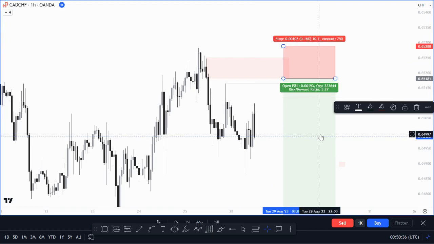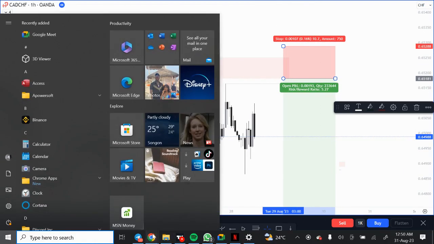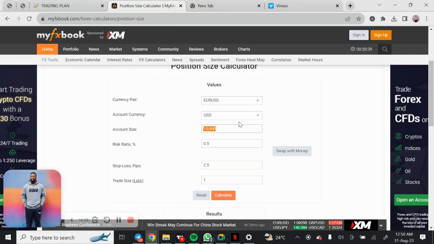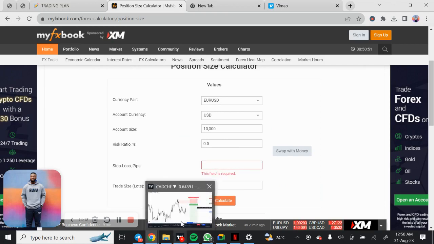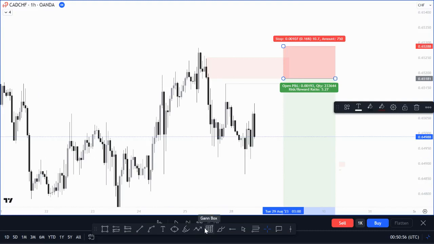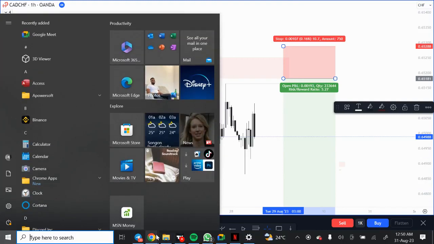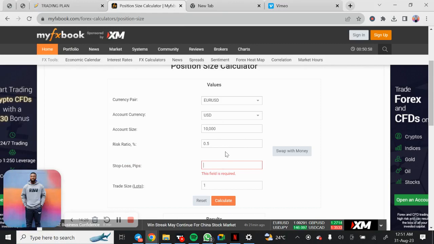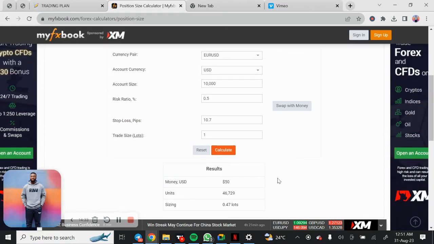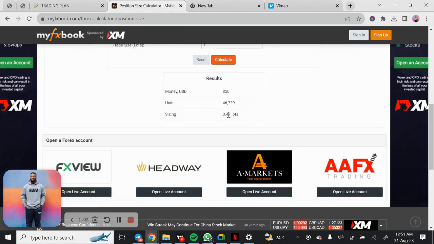So what do you do here? You go back on this app. Your account size is still 10,000. Your risk is still 0.5. The only thing that increased was your stop loss, and the stop loss here is 10.7. So you come back here, you write 10.7, and press calculate. So it is 0.47 lot.